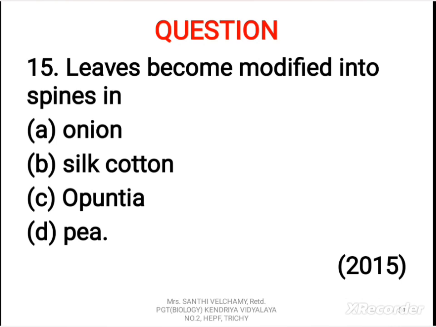So next question, 15th. Leaves become modified into spines in A. Onion, B. Silk cotton, C. Opuntia, D. Pea. The correct answer is C. Opuntia. So in xerophytic plants, the leaves modify into sharp pointed spines. Mainly it protects from loss of water. This type of modification may also help in protection of the plant from plant eating organisms, that is herbivores. Otherwise it lessens the transpiration also. Sometimes it is helpful for both.